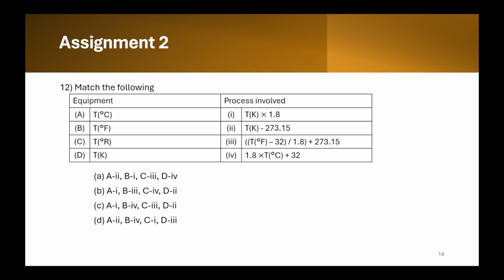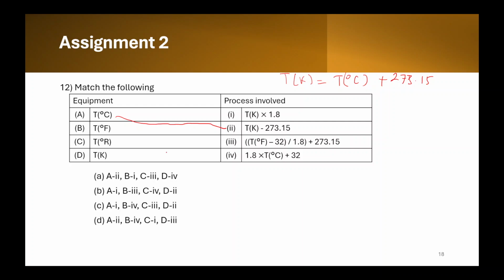Next question, match the following. So we need to match the relations for the different temperature scales. First we'll go for the degree Celsius temperature scale. So what will be the correct answer here? As we know, if we need a temperature in Kelvin from degree Celsius temperature, we need to add 273.15. If we want a degree Celsius temperature and we have a temperature in Kelvin, we need to subtract 273.15. So A connects to 2 in the second column.